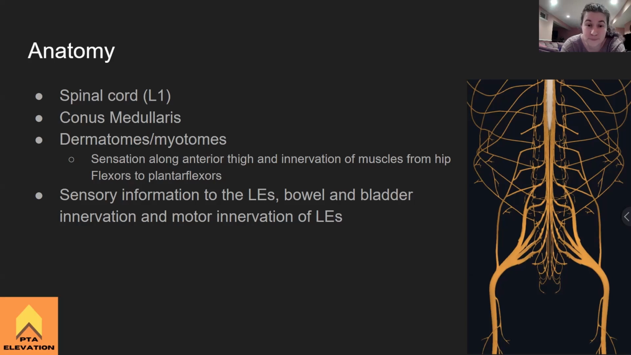Sensory information to the lower extremities, as I said as well, bowel and bladder, innervation of most motor things in the lower extremities. So again, kind of went over the SparkNotes version of everything, but this can really mess up your legs. This can really mess up your legs and bowel and bladder.